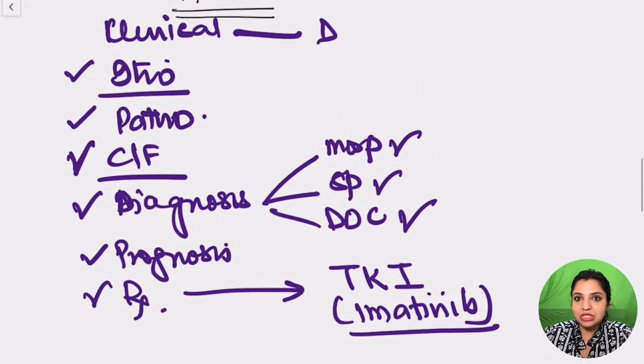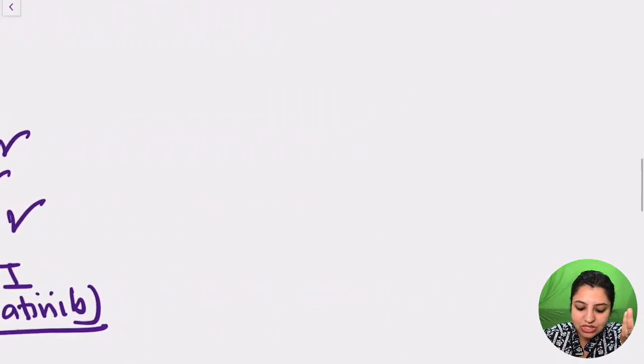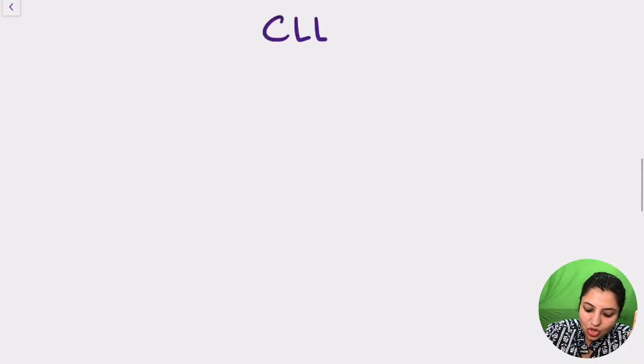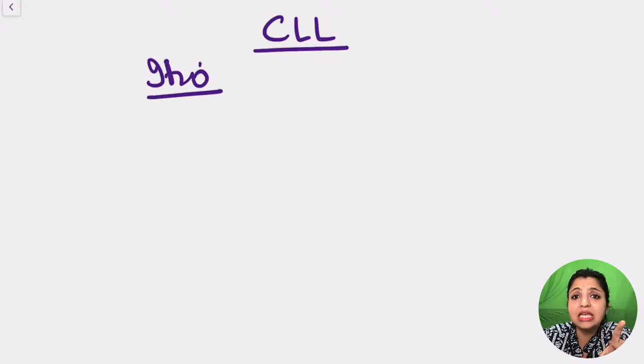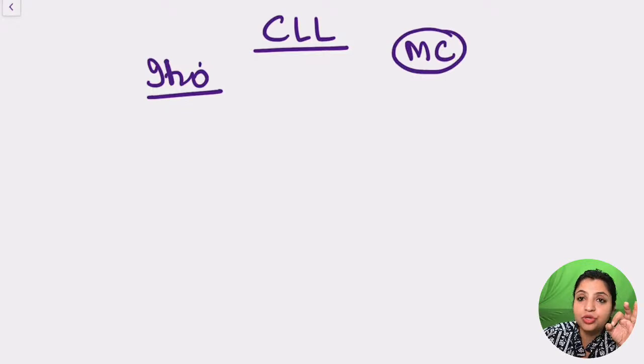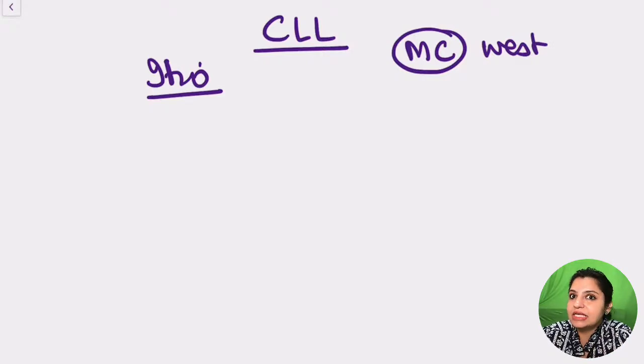Now, in contrast to CML, the other chronic leukemia was CLL. So again, we'll talk about this. First, let's talk about the etiology. CLL basically is one of the most common chronic leukemias of the West. Okay, so this is a very common chronic leukemia of the West, and it is also a leukemia of exceptions.